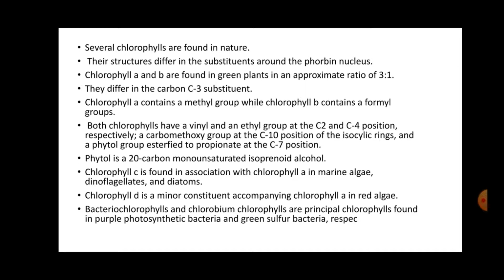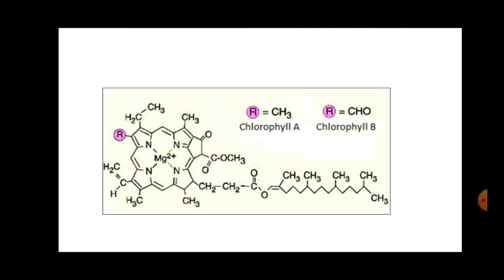Chlorophyll C is found in association with marine algae, dinoflagellates and diatoms. Chlorophyll D is a minor constituent which is found in red algae. Bacteriochlorophylls and chlorobium chlorophylls are the principal chlorophylls found in purple photosynthetic bacteria and green sulfur bacteria respectively.